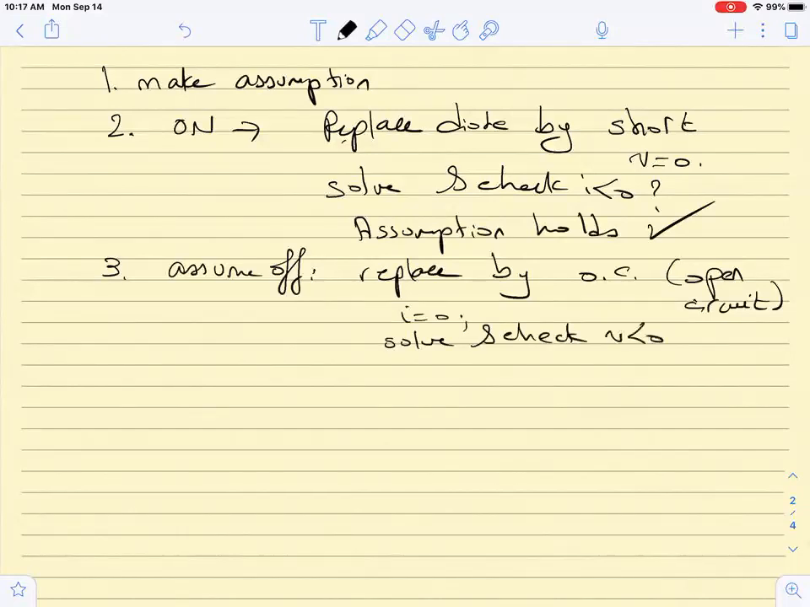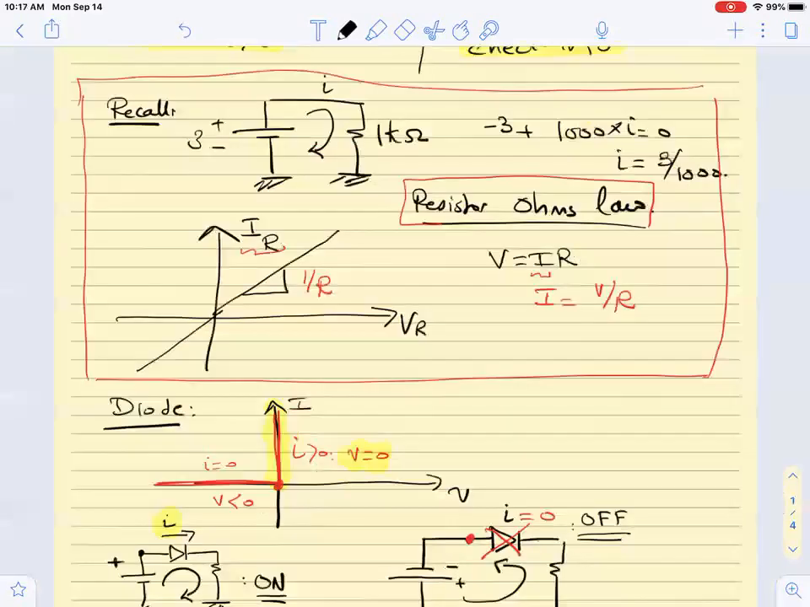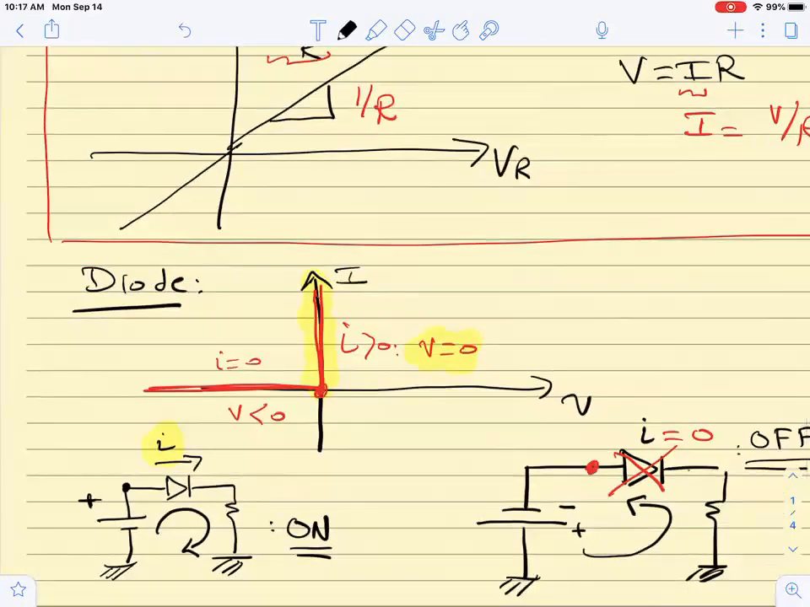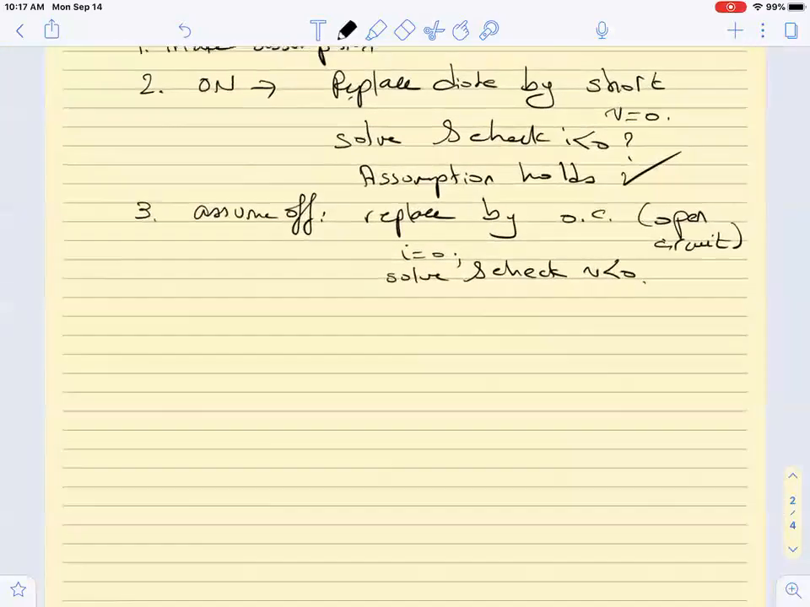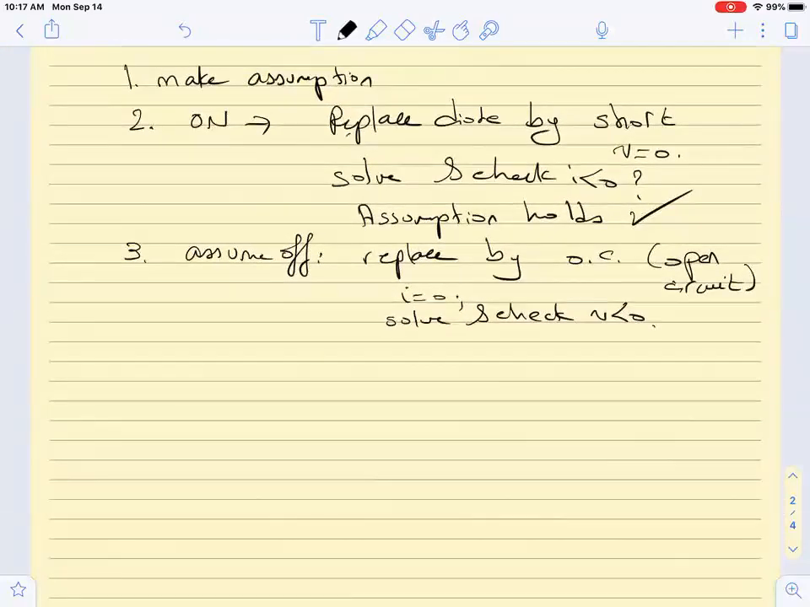if V is negative. Now, sometimes we can guess which assumption to start with. As we saw in this example, I already know that if this is going to allow things to flow, they should flow from positive to negative, and the current flow will be in the direction of the arrow, so I should assume it on. So we can help ourselves by guessing from the beginning instead of trying the two options.